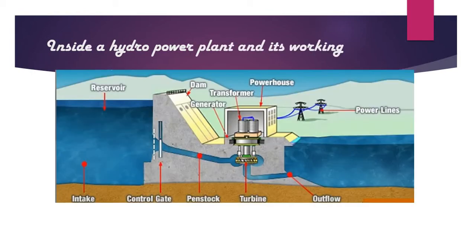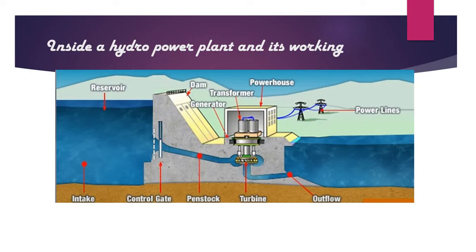So next, what's inside a hydropower plant? The first one is the reservoir. The function or purpose of the reservoir is to store the water during rainy season and supply the same during dry season. This is simply a water storage area.